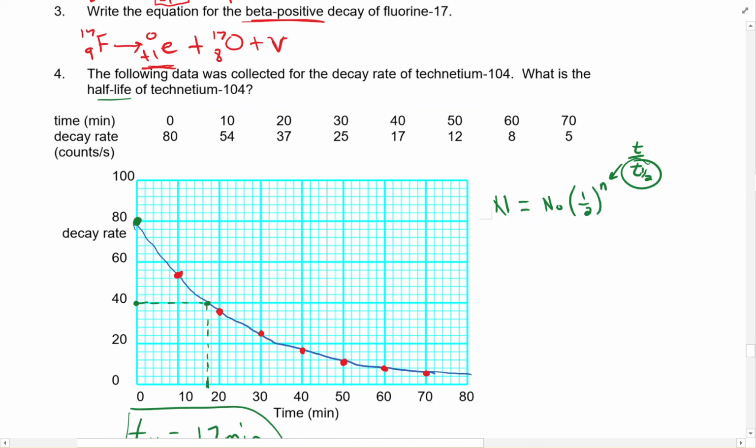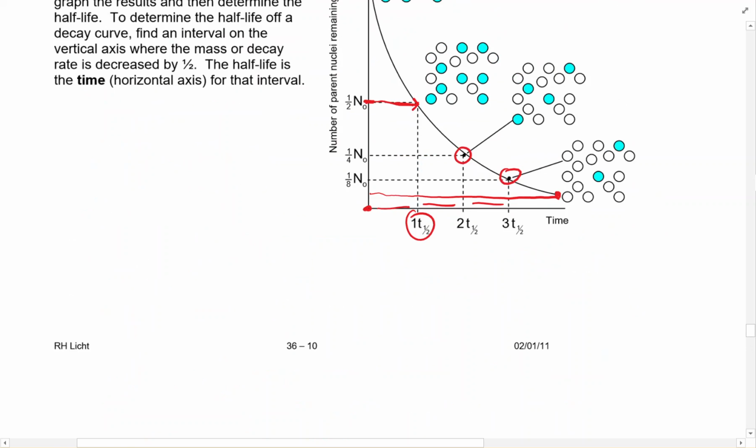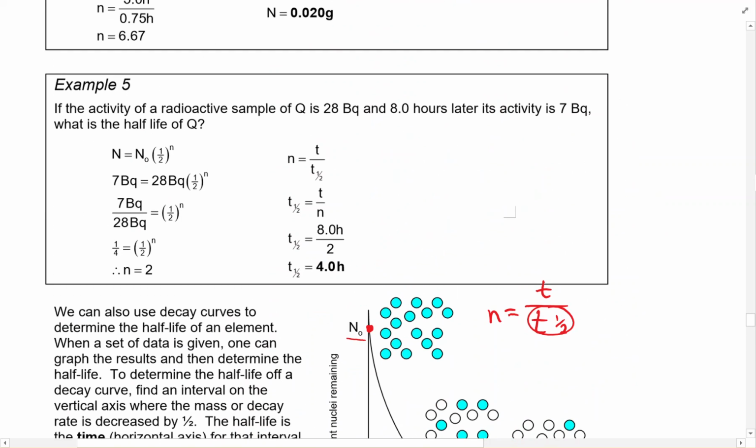Just one more thing I think I skipped over in the last video. One little part here, sorry to jump around, was this one. I want to talk about this just because you guys won't be required to do the same thing that you would in Math 30-1. But if you had a question like this: if the activity of a radioactive sample of Q is 28 becquerel and 8 hours later its activity is 7, what is the half-life of Q? In this case they've given you the before and after. Before it was 28, after it was 7, and this time we're looking for n, how many half-lives have gone by. And then from that we could rearrange and solve for how long the half-life is.